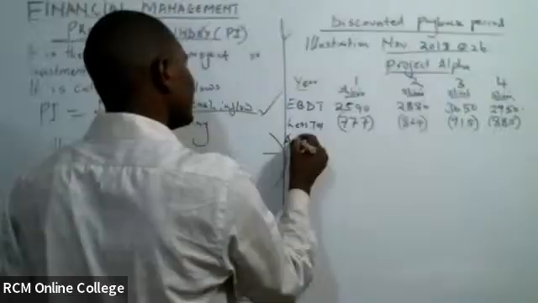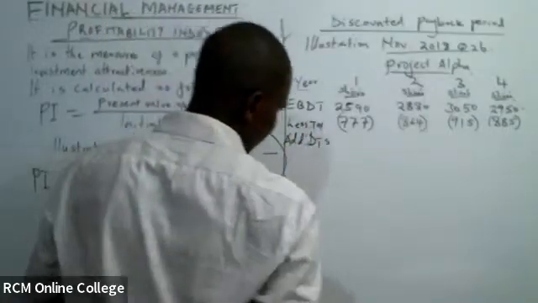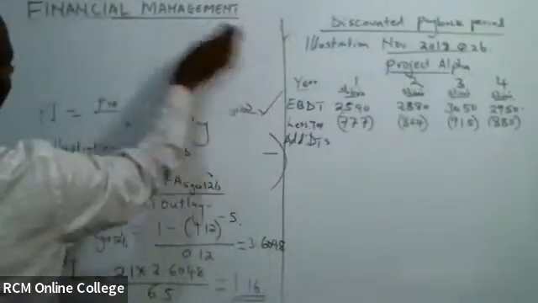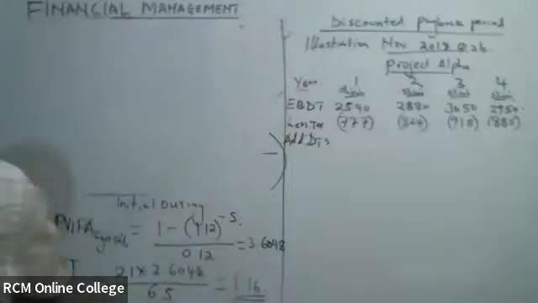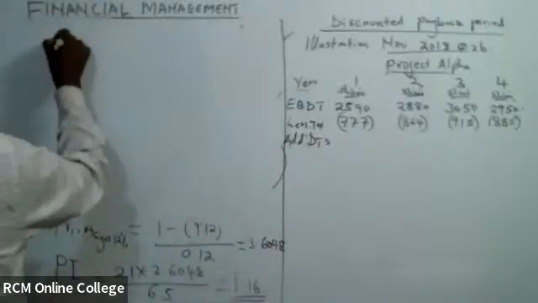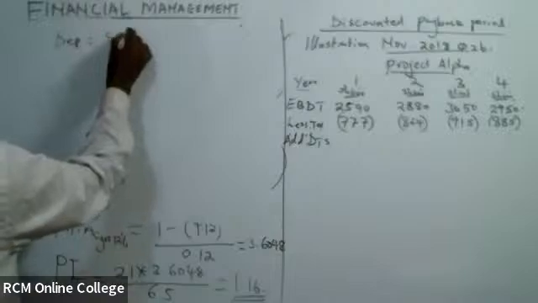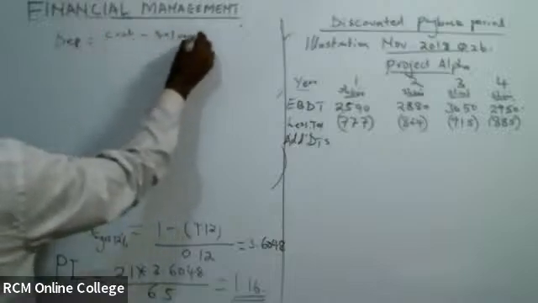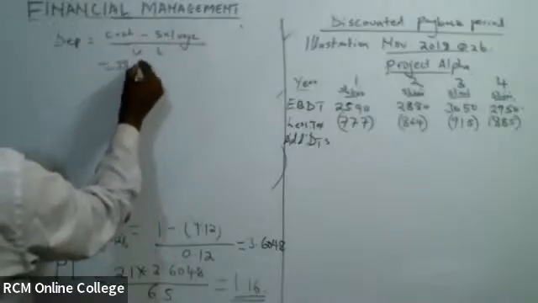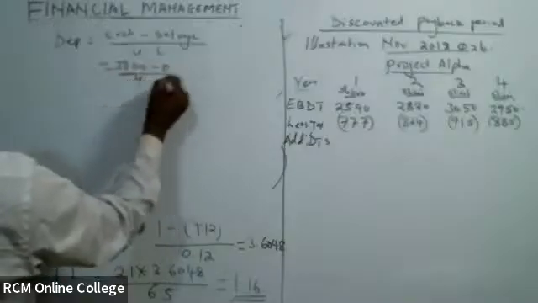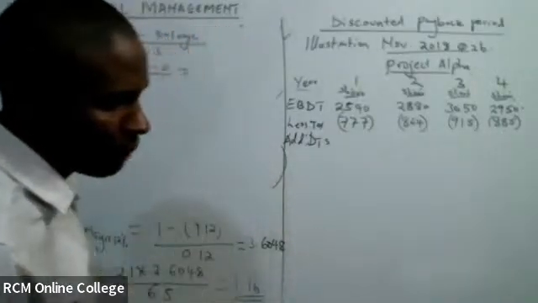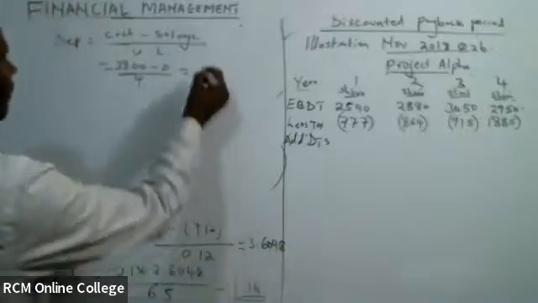Good. Then we add DTS. I know DTS is tax times depreciation. So I first have to identify the depreciation for Project Alpha. I know they told us to use straight line. So depreciation is cost minus salvage divided by useful life. Salvage is 0. Here I have 3800 minus 0 divided by 4. What will be that? It is 950.